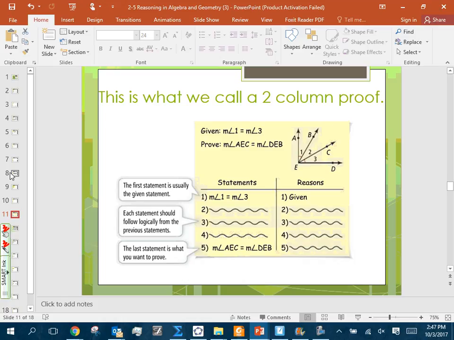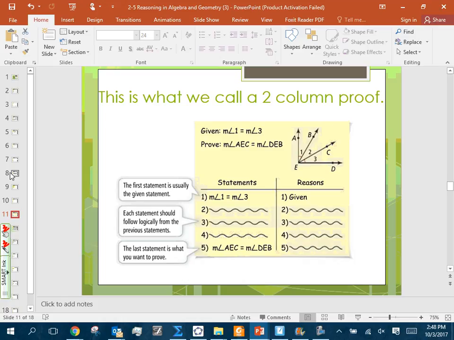With proofs, we're going to do the same thing. We're not going to do an outline, a rough draft, or a final draft, but we're going to organize our thoughts. And this is a visual up there of what most of our proofs are going to look like. They're called two-column proofs. They're going to give you given information and a prove statement.